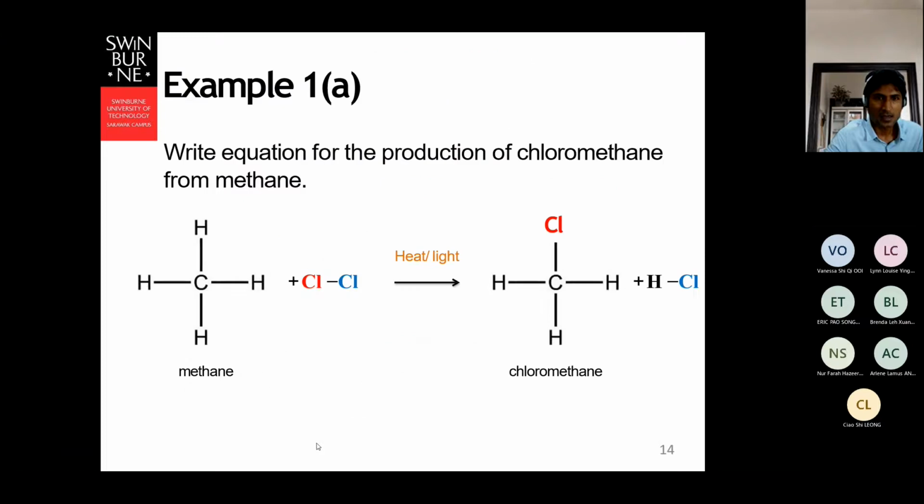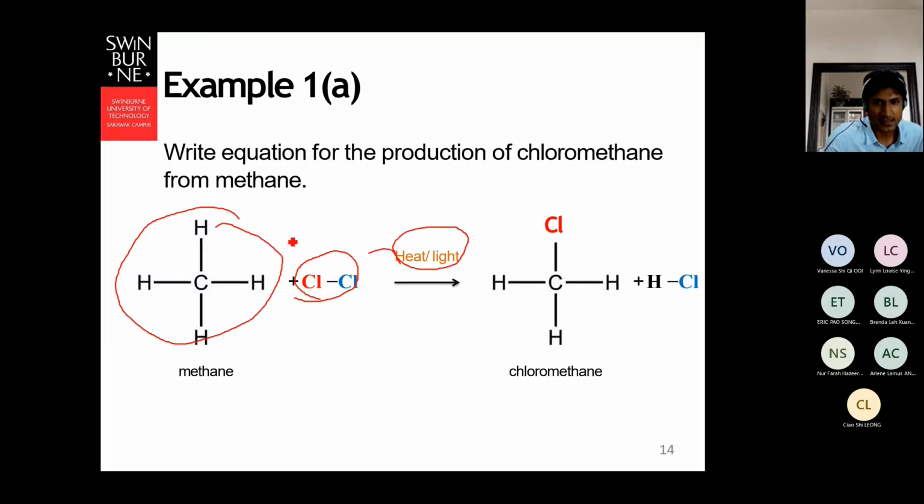All right, one example says: write the equation for the production of chloromethane from methane. Methane is an alkane, and it does not react with sodium hydroxide or ammonia or anything. So what you have to do is use chlorine, and the haloalkane will be produced in the presence of heat or UV light. Light means UV, not any other light, otherwise it will not do the reaction.